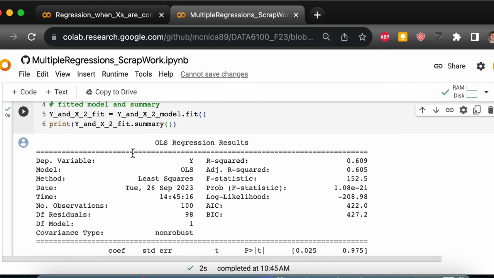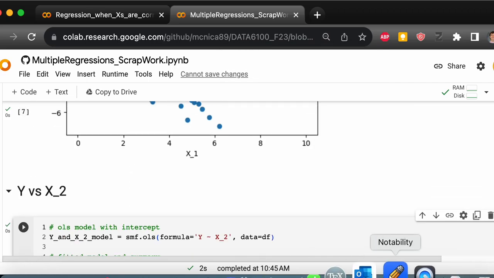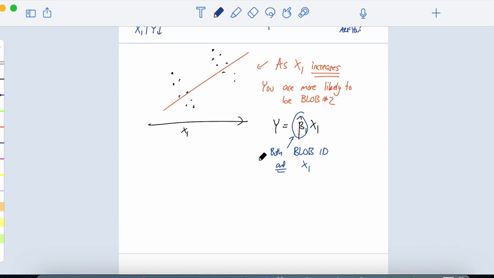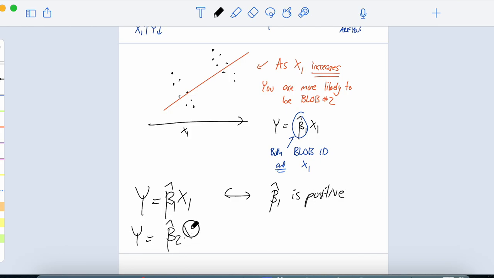And now, this is the surprising thing. Let me summarize what we have with these blobs. If you do y equals beta hat 1 x1 with nothing else, then beta hat 1 is positive. And if you do y equals beta hat 2 x2, then beta hat 2 is positive. Those are the two things we've seen so far.